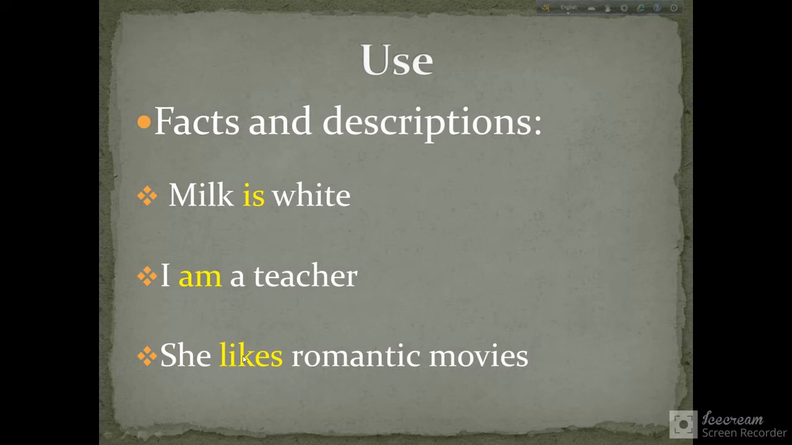So here we have the verbs. Milk is white. Here is is the verb. And I am a teacher. Here am is the verb. And she likes romantic movies. Likes is the verb. So is, am and likes, these verbs are of simple present form. So in facts and description we always use the simple present form.